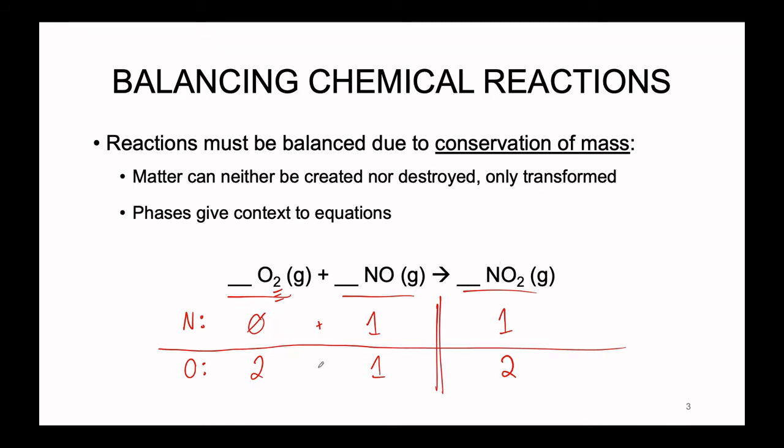When we turn our attention to the oxygens, however, we can see that there is a total of 3 oxygens on the reactant side and 2 on the product side. This means that we do not have the same number, and we're going to have to start fiddling with things to get the same number of each element on the reactant and the product side.